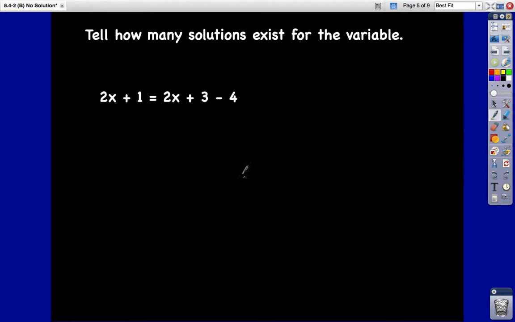All right, so tell how many solutions exist for the variable. And when it says tell how many solutions, if there's a single solution, you should give the solution. If there's infinite, you should write infinite. If there's none, just write no solutions, okay? So with an equation like this where you have x's or variables on both sides, the first thing you should do is get the variable on the same side of the equal sign.